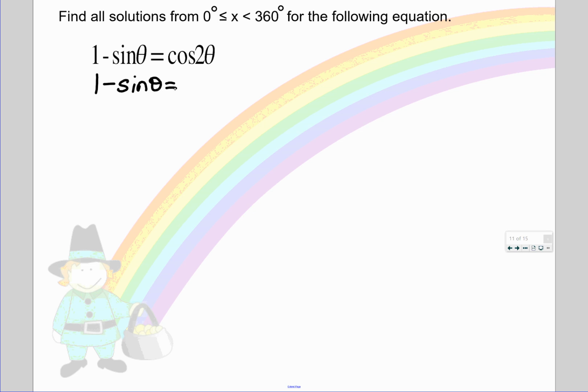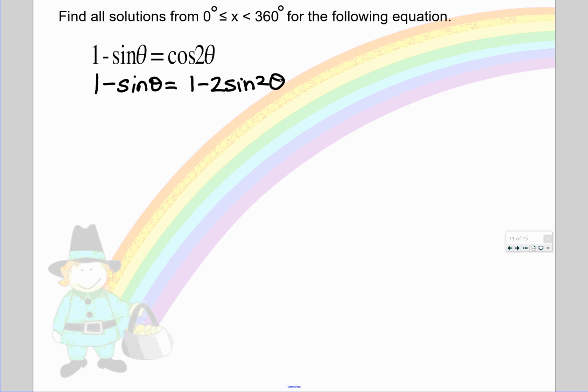This one I don't think is going to be on the test, the double angle. Anybody have their identity sheet? There were 3 identities. So here are your options: 2 cosine squared minus 1, 1 minus 2 sine squared, and cosine squared minus sine squared. The one that only has sines in it is going to be your best choice.